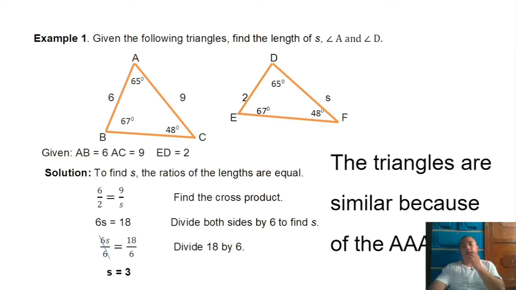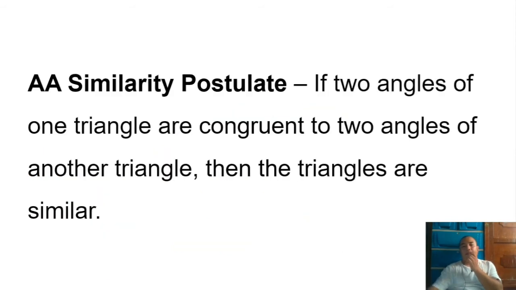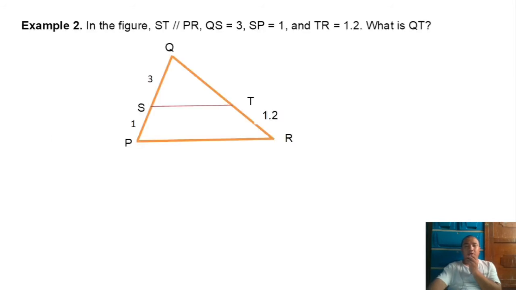All angles are congruent. Another similarity postulate is the AA similarity postulate. It says that if two angles of one triangle are congruent to two angles of another triangle, then the triangles are similar. So when two angles are equal to the two corresponding angles of another triangle, then automatically the two triangles are similar.